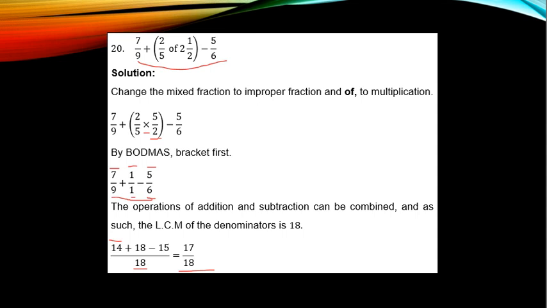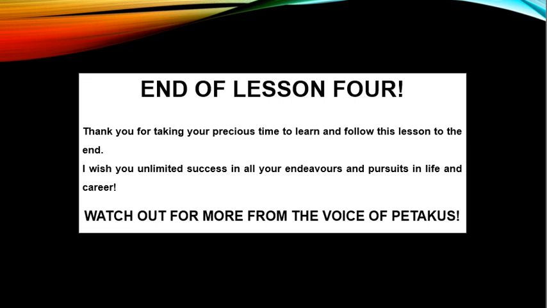This fraction is in lowest form and is also a proper fraction. So you stop your solution at that point. When nothing can divide again and you cannot convert it again, you leave it the way it is. That is 17 all over 18. Wow, you can see fractions combination, they are very simple. All right. End of lesson 4.